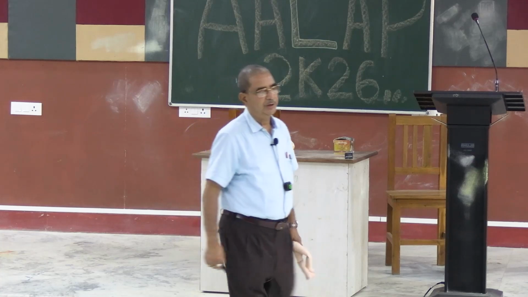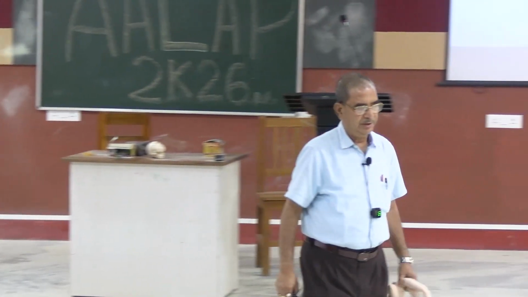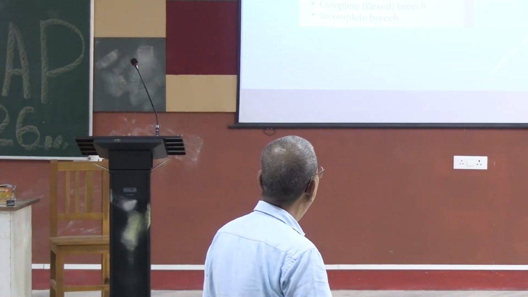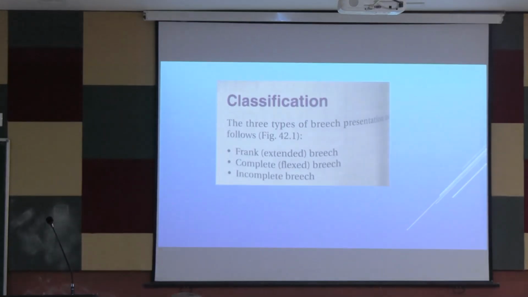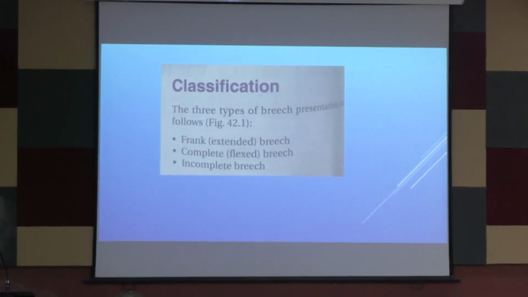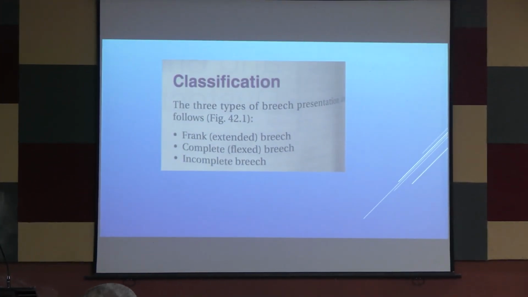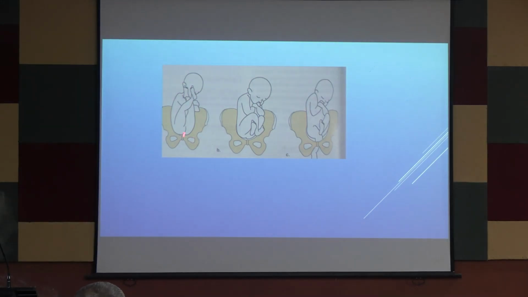Complete breech is less. It usually occurs in multigravida. It is up to 10%. And incomplete breech is 15 to 16%. This is frank breech. This is complete breech. This is a footling, the foot is coming out. This is the incomplete breech.